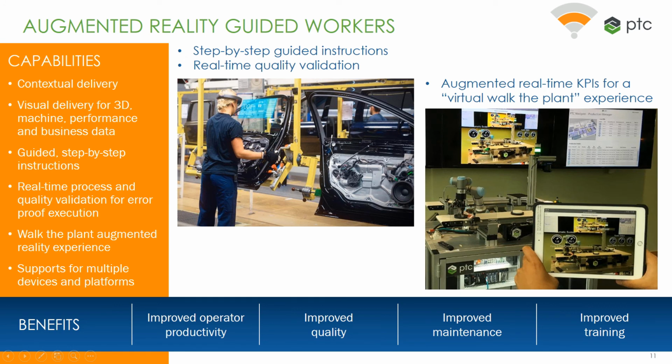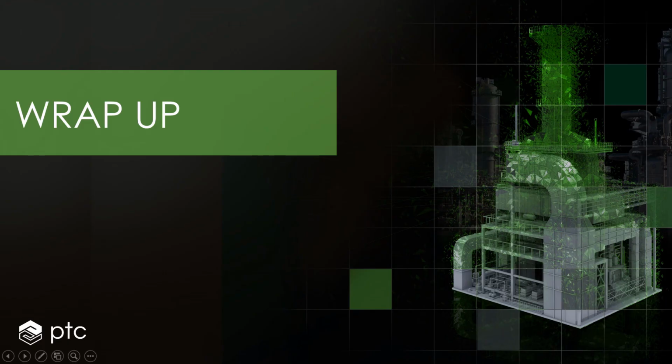Additionally, PTC plans to deliver augmented reality instructions to train and guide the worker. PTC will offer an app that will be able to deliver the AR experience to the user on the shop floor. Capabilities include contextual delivery, visual delivery for 3D machine performance and business data, guided step-by-step instructions, real-time process and quality validation for error-proof execution, walk the plant augmented reality experiences, and support for multiple devices and platforms.